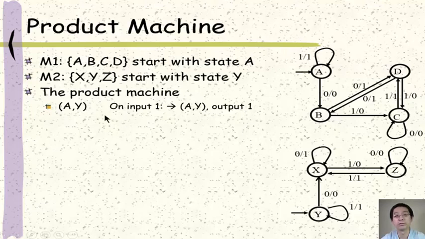If, for example, the first state machine has also B as a potential starting state, then the product machine will have two starting states: A and Y, or B and Y.